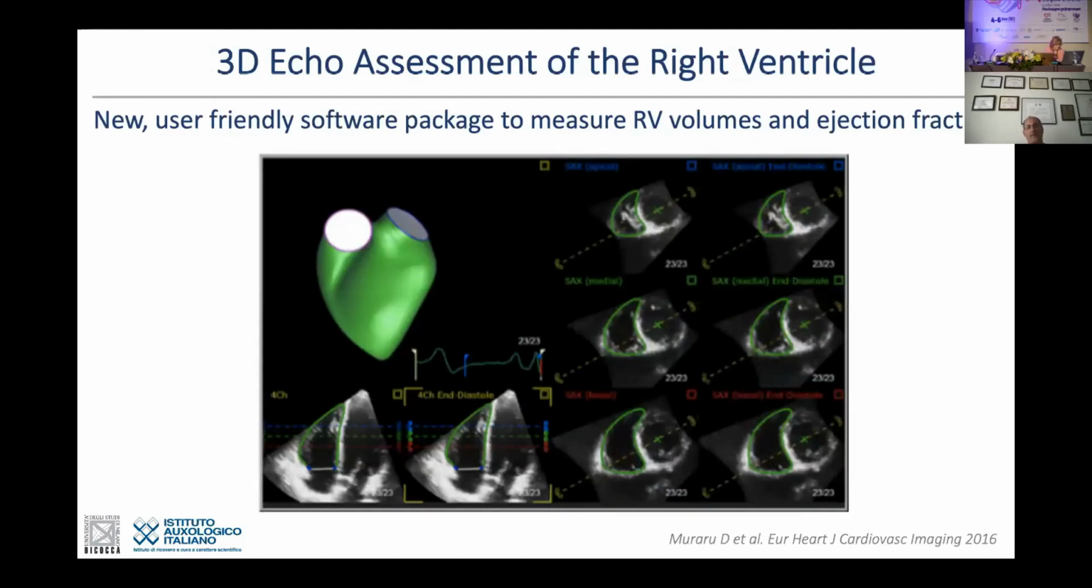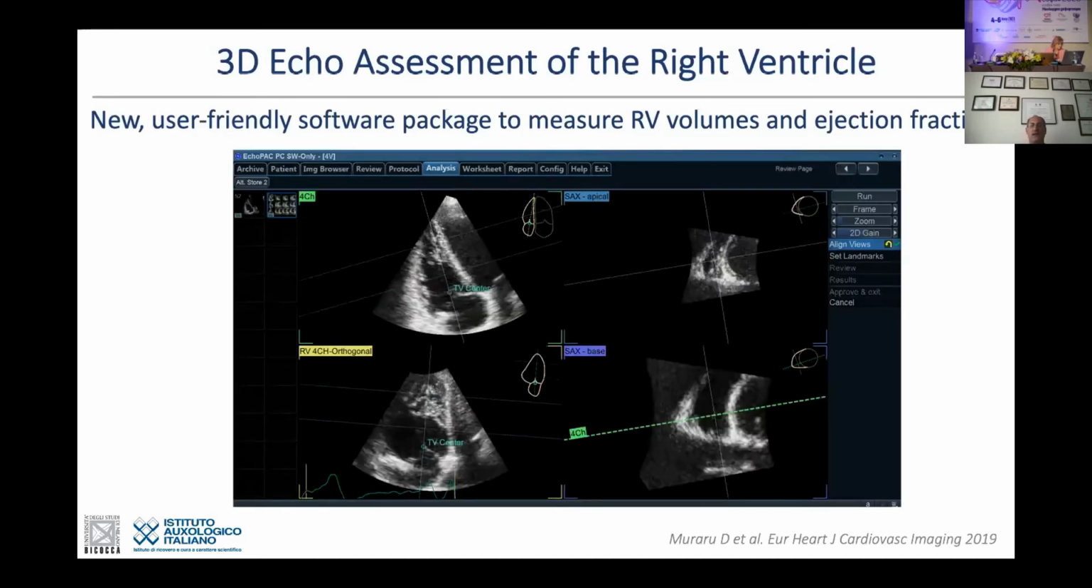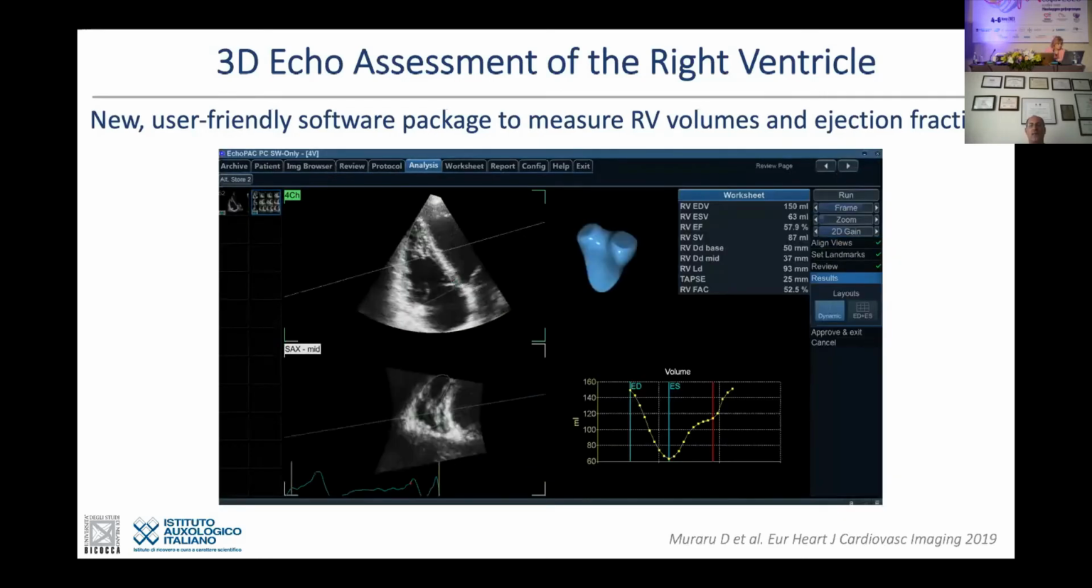Nowadays, we also have user-friendly software packages that provide a semi-automatic tracing of the complex endocardial borders of the right ventricle, and in a few clicks they can provide a complete assessment of the geometry and the function of the right ventricle.